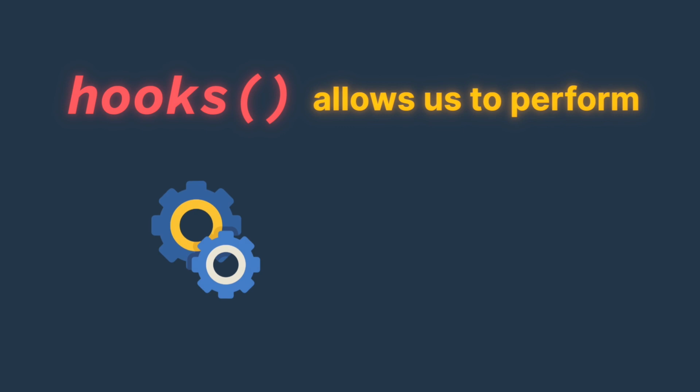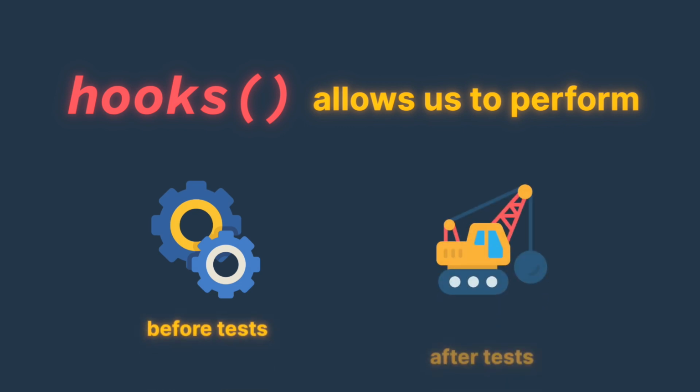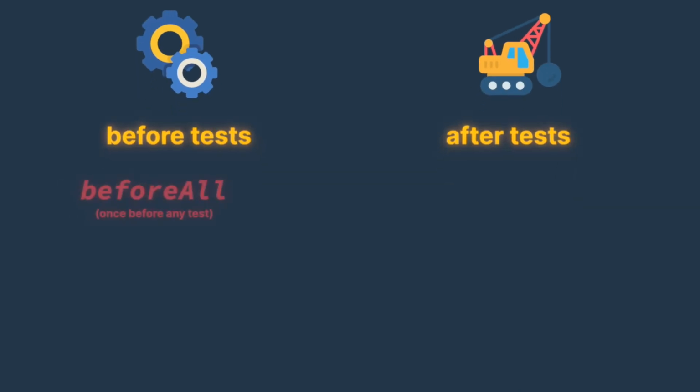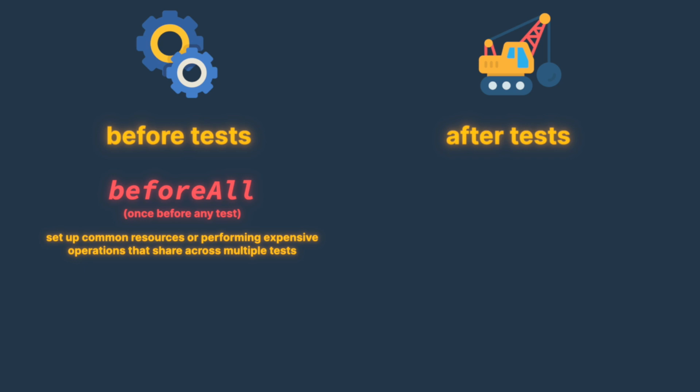Let's talk about hooks. Hooks are functions that allow us to perform setup and teardown actions before and after tests. The before hook is executed once before any test in a described block. It's useful for setting up common resources or performing expensive operations that are shared across multiple tests.